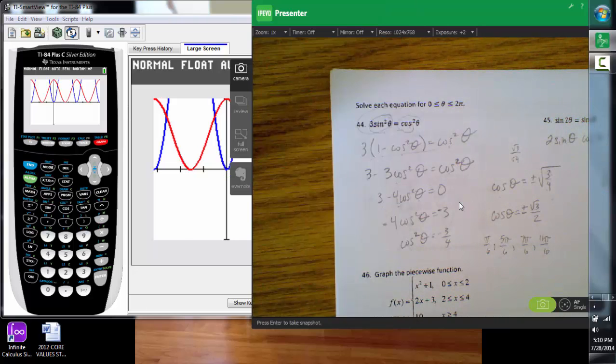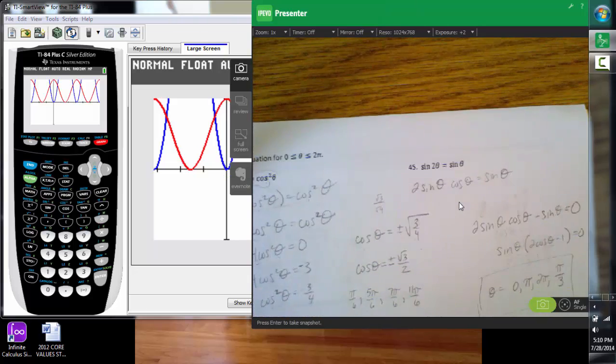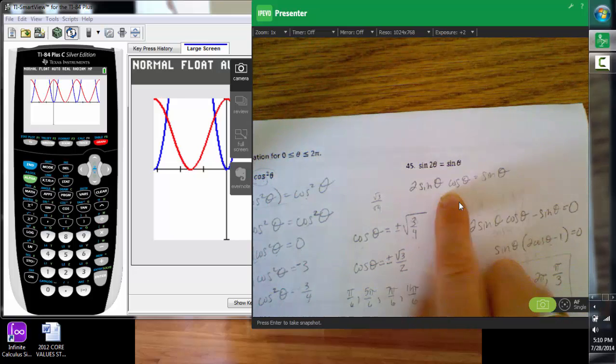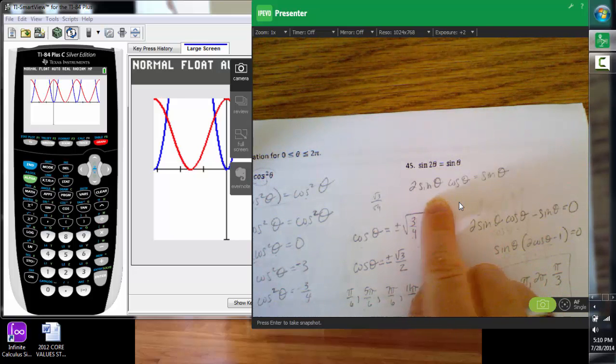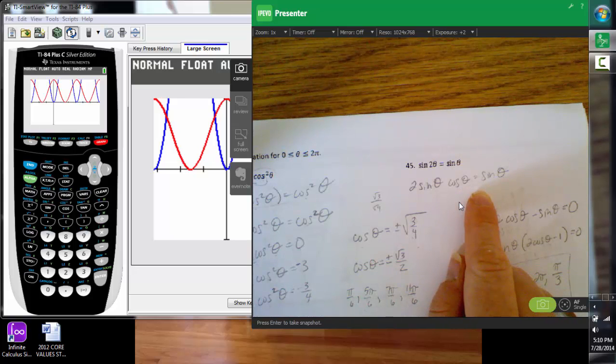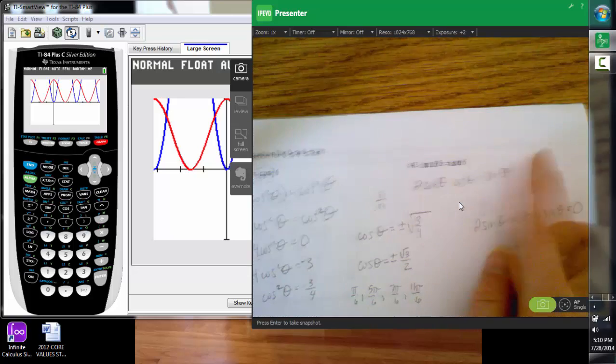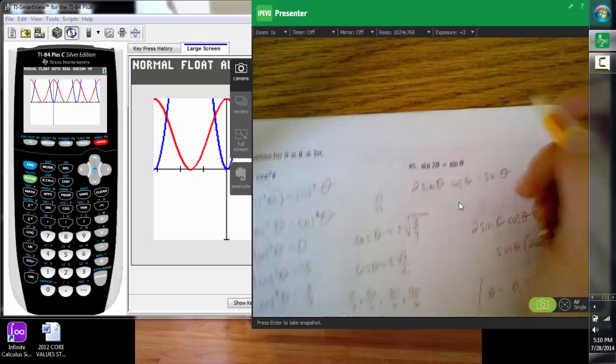which is exactly what we found. Okay, and then here you have to use that the identity for a double angle is 2 sine theta cosine theta equals sine theta. Now your instinct here is going to be to just cancel those out, but let's think about something.